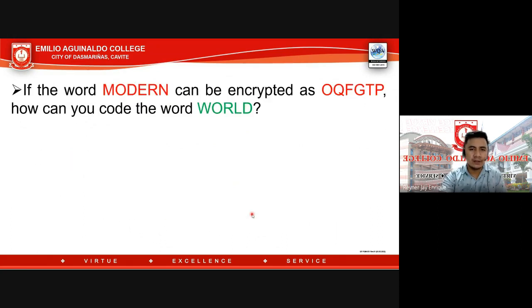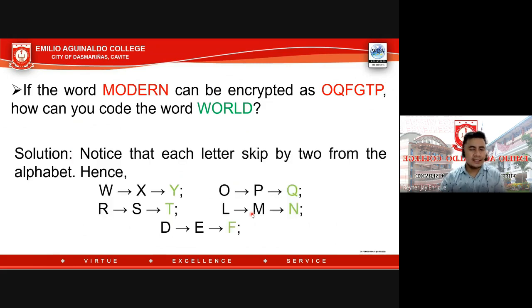Now for the word world, instead of getting the actual letters of the word, we're going to encrypt it: skip one letter, and then get the next. So that's why the answer is Y, Q, T, and F.